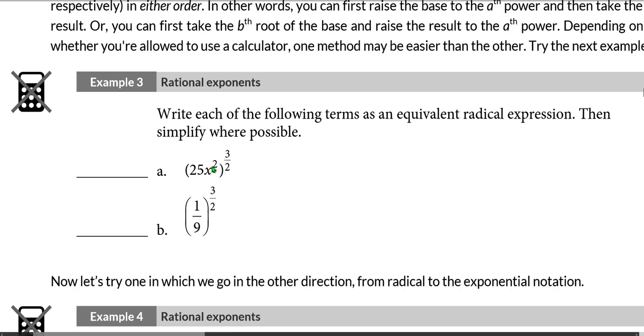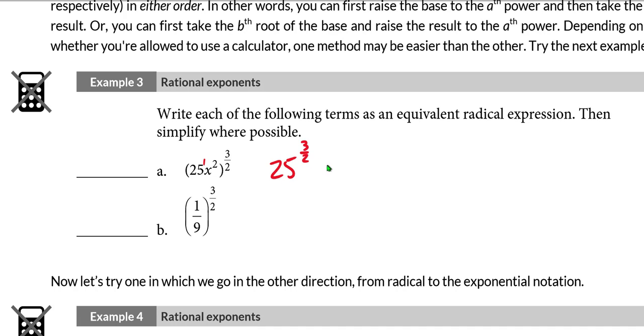For instance, if we have 25x squared to the 3/2, again, what we're going to do first is distribute that outside power to the inside power, so 25 to the 3/2 times x squared to the 3/2. The 2 times 3/2, the 2's will cancel and we'll end up with x cubed there.